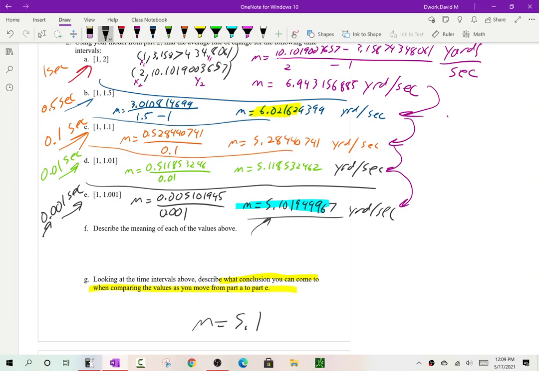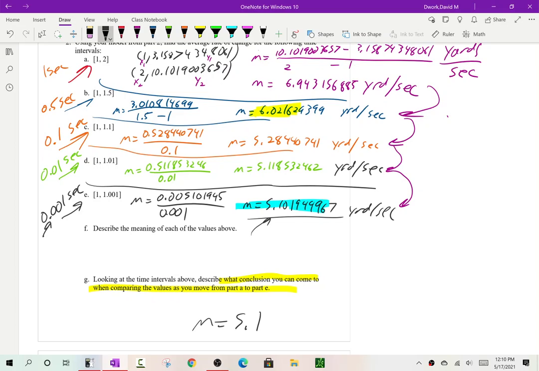But as we keep going, these numbers kept going 5.100 and then 5.10000, right? It kept adding on the zeros. It kept changing, but it kept getting closer and closer to looking like it was going to get to 5.1. So could we make a guess, make a conjecture that the rate of change would become 5.1? That's the goal.